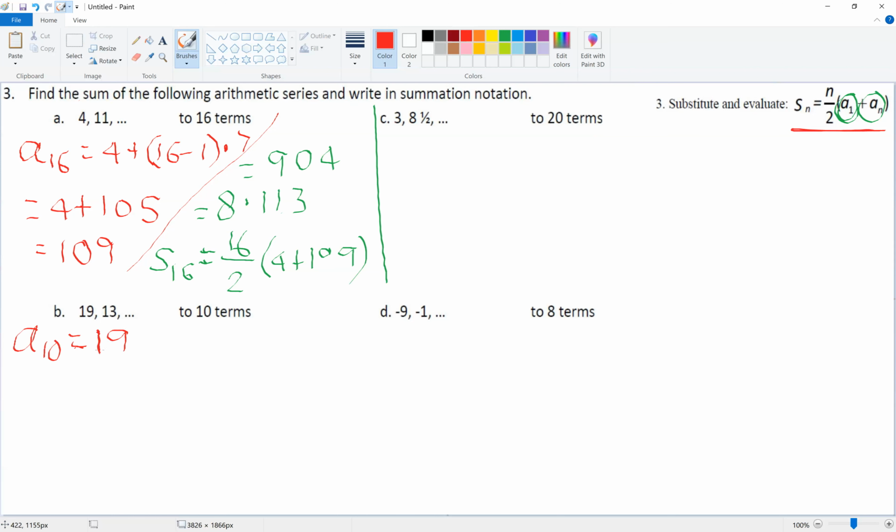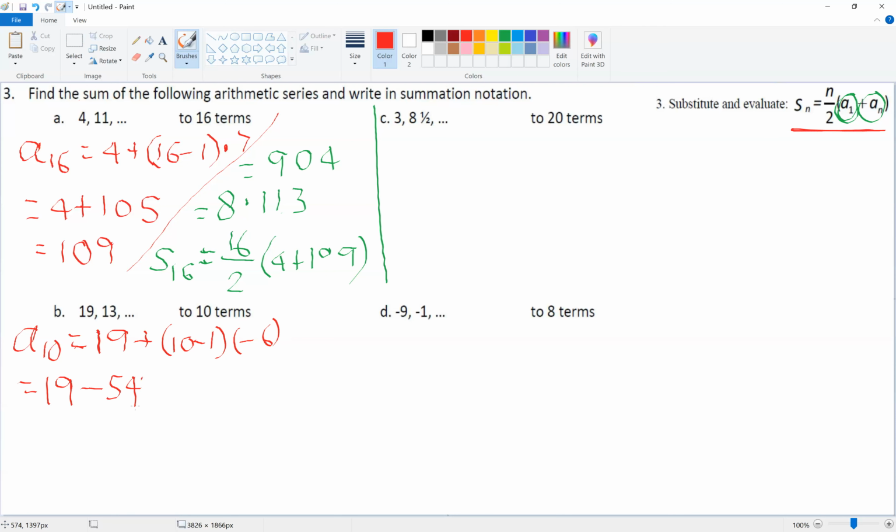So I'm going to first find A10. So 19 plus 10 minus 1 times negative 6, which is 19. And this would be 9, so 54.